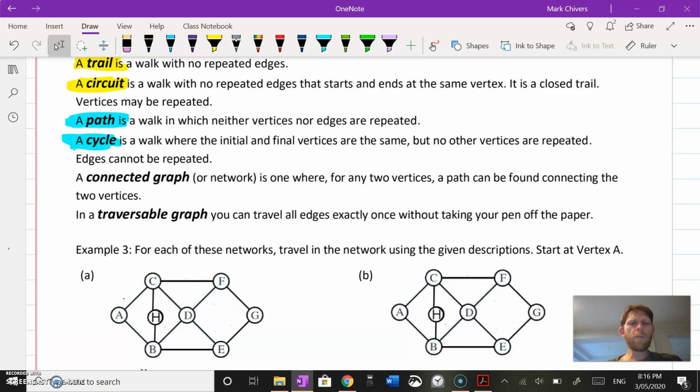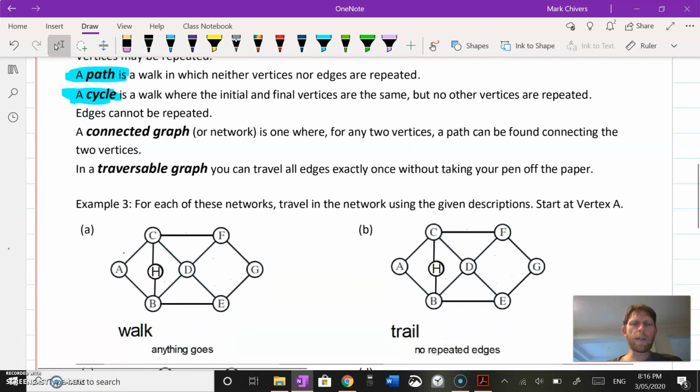All right. There are two other terms here, which I think we might have even mentioned previously. I think a connected graph was mentioned, maybe not. So a connected graph is one where you can get from any one vertex to any other vertex, even if you've got to go through 100 different vertices to get there, as long as you can get from any one vertex to every other vertex.